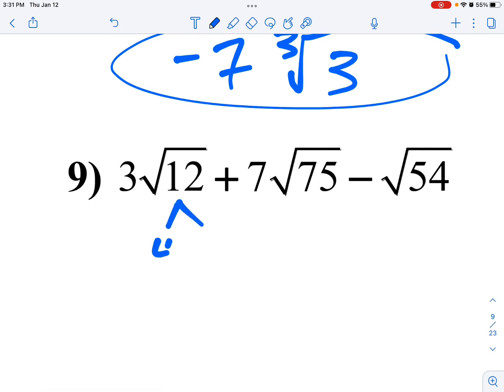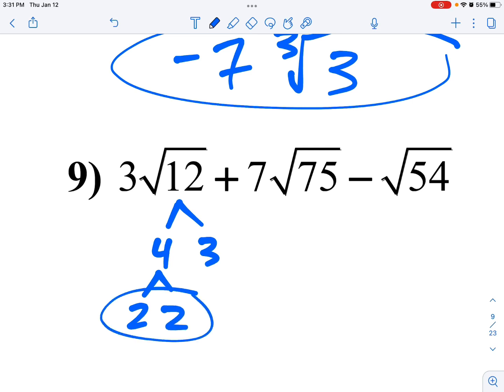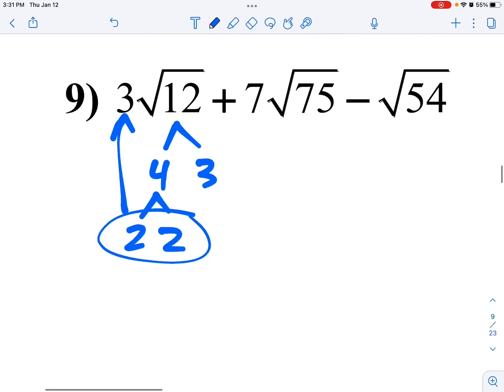Let's see. 4 and 3. 2 and 2. Found a group of 2. Wait, why am I doing groups of 2 and not groups of 3? This 3 is in front. It's not one of those little 3s that's right here. So be careful. We're just looking at normal square roots here, so groups of 2. The 2 comes out. 2 times 3 is 6. What number has to stay in? This 3.